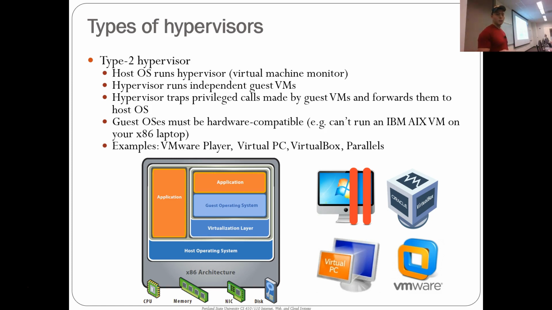So some examples of Type 2 hypervisors are VMware Player, Virtual PC, VirtualBox, which I had you install, and then on a Mac it's Parallels.